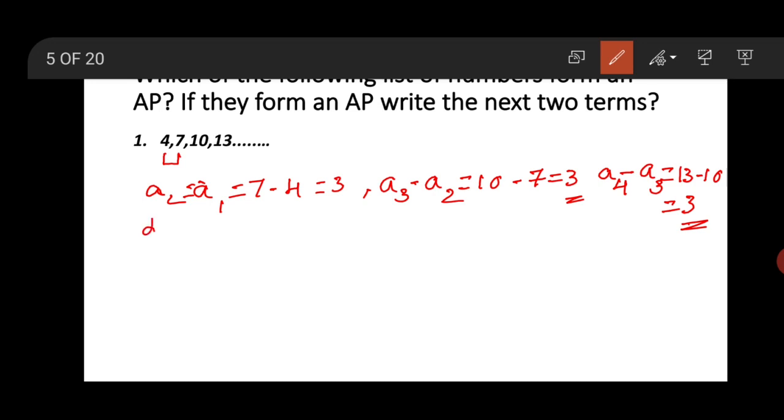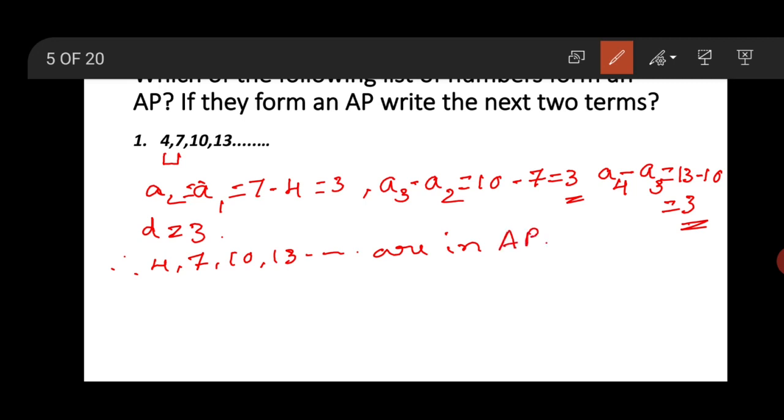Therefore D is equal to 3. So they are in AP. 4, 7, 10, 13, dash dash dash are in AP. If they are in AP, find out the next two terms.